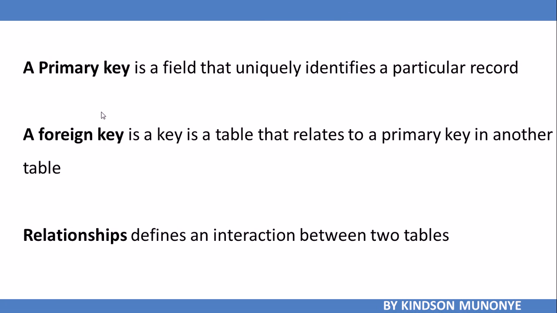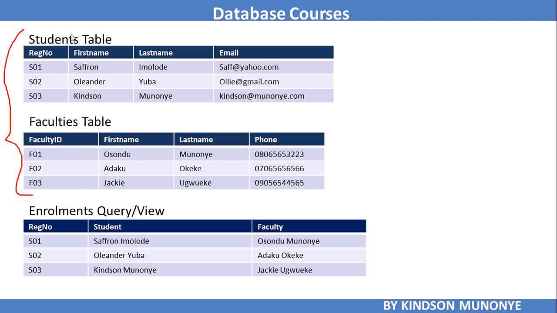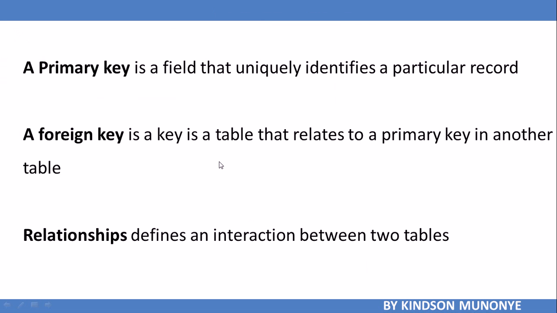First, a primary key is a field. A field is nothing but a column. So here you have field of first name, field of page number, field of last name, field of email. So a field is a column. So a primary key is a field that uniquely identifies a particular record.